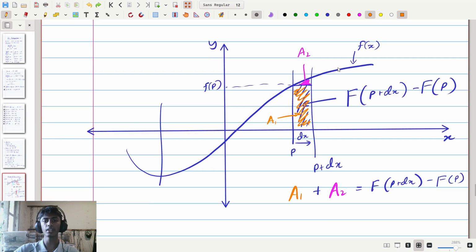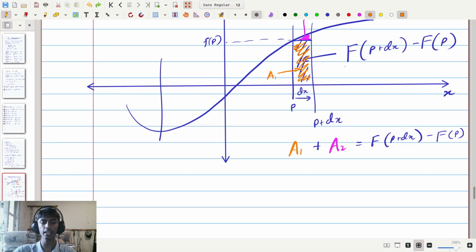The second equations that we're going to be constructing are the equations for the areas A1 and A2. Considering A1 is the area of this rectangle that we've drawn here, the area of this rectangle is going to be one of the side lengths, which is dx, times its other side length, which is f of p. So therefore, area A1 is equal to f of p times dx.